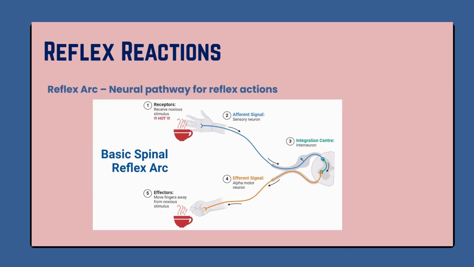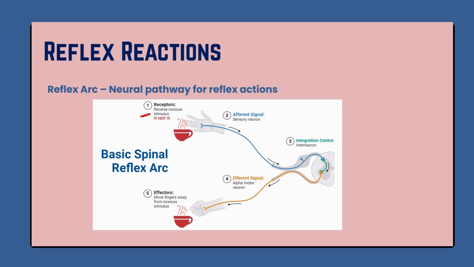This is the reflex arc or the neural pathway for reflex actions. So how does it go? The first part is the receptors, the sensory receptors, right? What do they do? These receive the stimulus. Okay, so your hand, you're going and touching something hot.